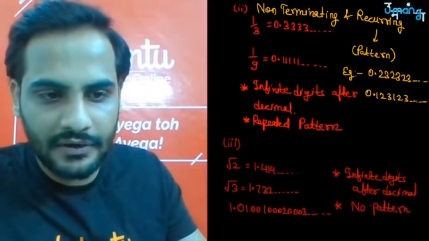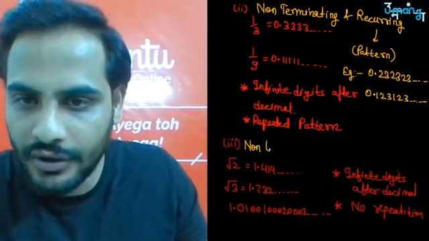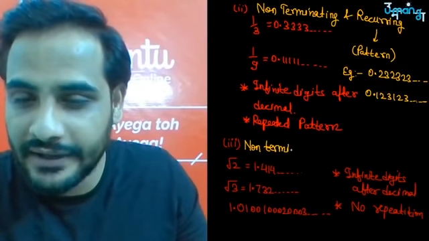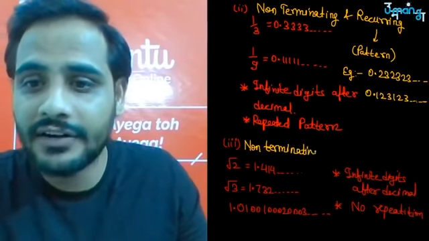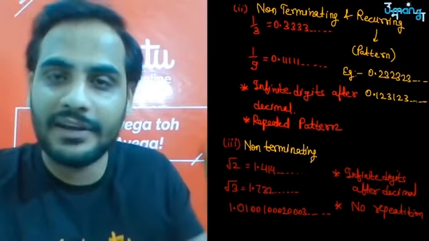Got it? So this is the third category. The name of this third category is called non-terminating. Why non-terminating? Because we know there will be infinite digits after the decimal, and since there is no pattern, they are called non-terminating and non-recurring decimals. Got it? So these are your three different types of decimals.